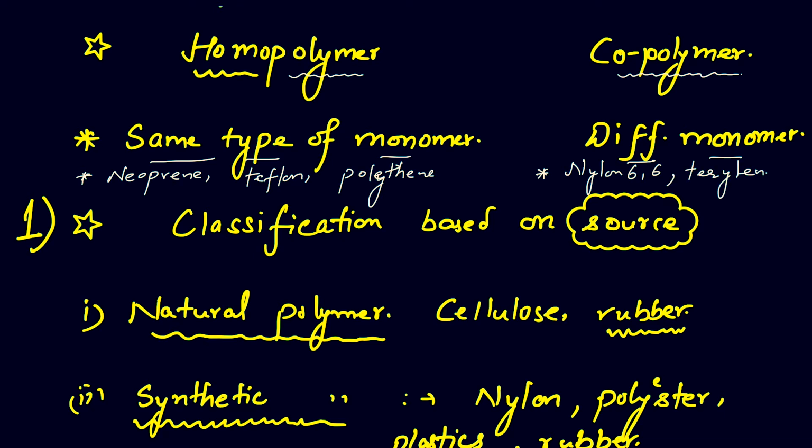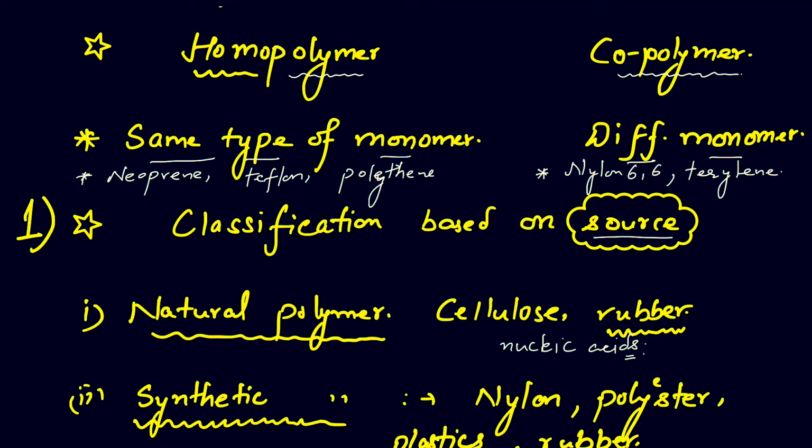Now let's classify the polymers on the basis of their source. So they are classified basically into three categories. Number one is the natural polymer. Examples of natural polymers are cellulose and natural rubber. Nucleic acids are also an example of a natural polymer.